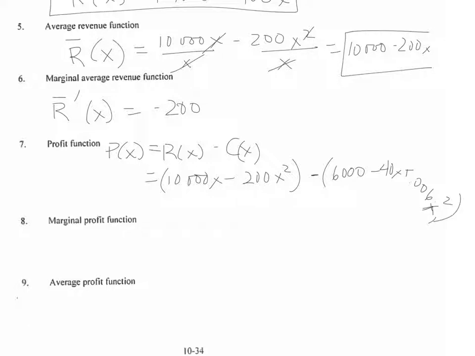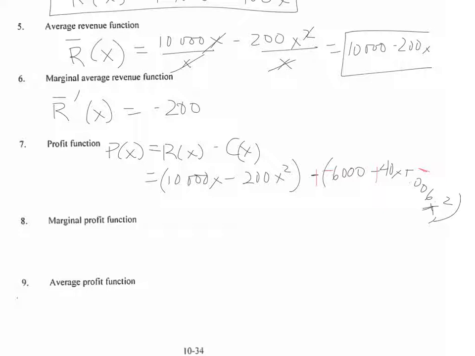Okay, because of the subtraction sign, be very careful that you remember to do what? Yeah, distribute through, change those signs. So what I'm going to do is make that a plus. If I change the signs in here, that becomes a negative 6,000, that becomes a positive 40x, and that becomes a negative 0.006x squared, right?